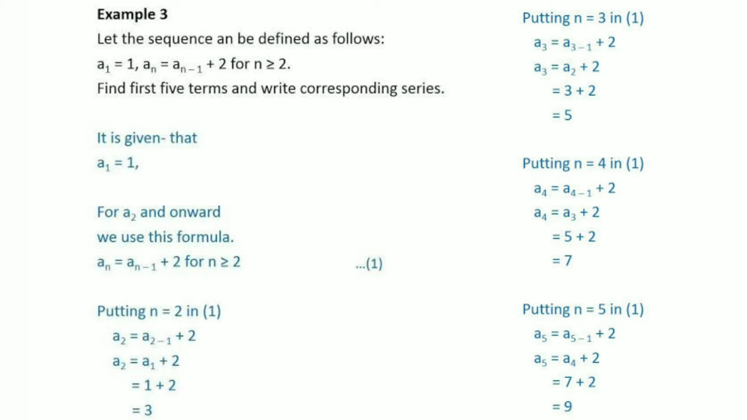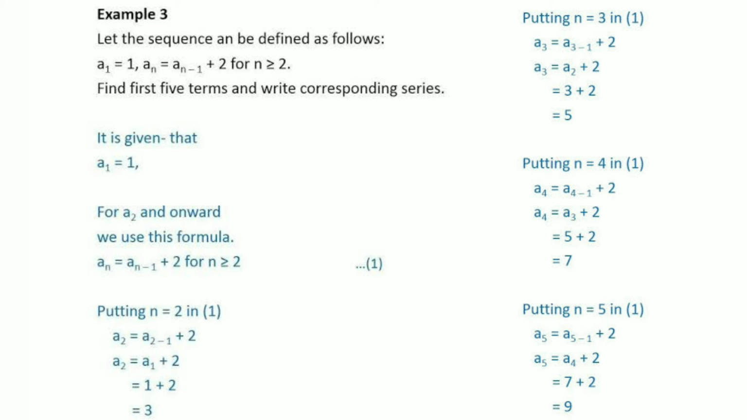a2 equal to a2 minus 1 plus 2. a2 equal to a1 plus 2. They gave that a1 equal to 1 in the question. So 1 plus 2 equal to 3. Putting n equal to 3 in the equation, a3 equal to a3 minus 1 plus 2, a3 equal to a2 plus 2. We got that a2 equal to 3, so we write 3 plus 2. 3 plus 2 equal to 5.